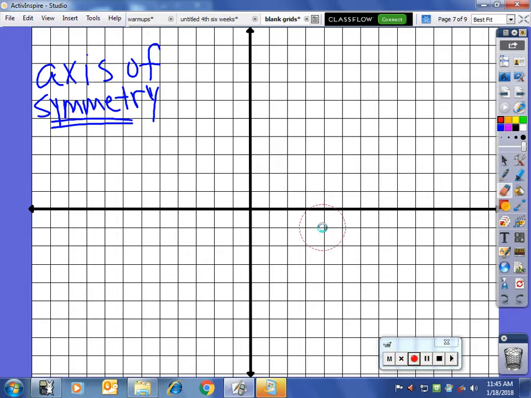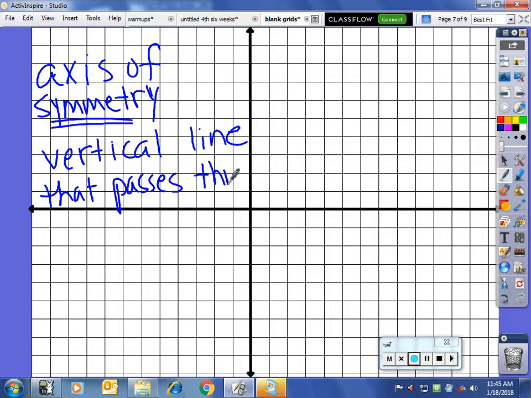So let's define what axis of symmetry is. Axis of symmetry is just a vertical line. It's an imaginary line, but it helps us find points on parabolas. It's a vertical line that passes through the center of the parabola.